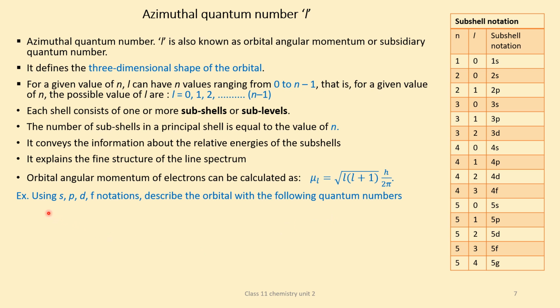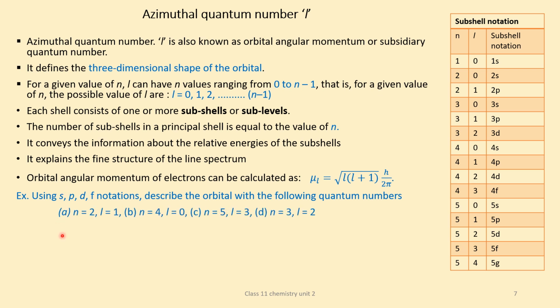Let us take one example. Using SPDF notations, describe the orbital with the following quantum numbers. Here in this example, the quantum numbers are given. A number of sub-questions are there. You have to explain the orbital.